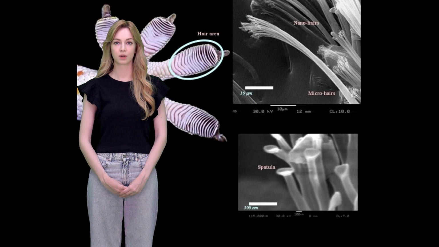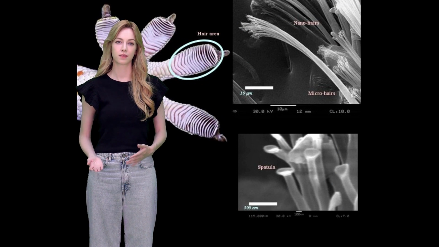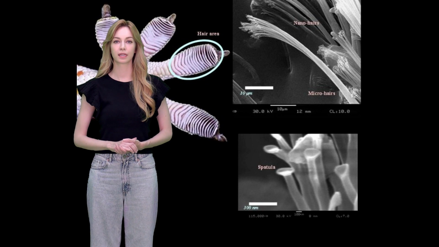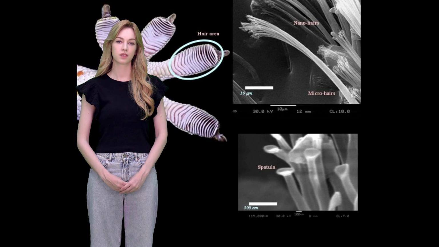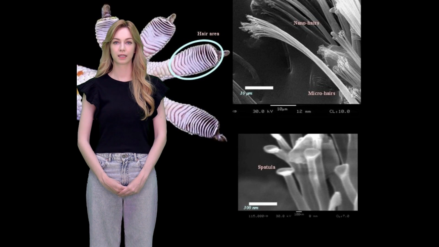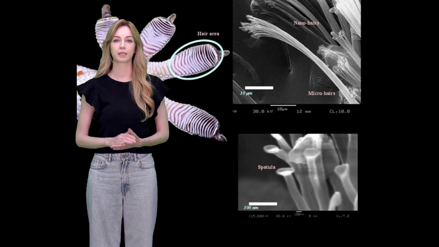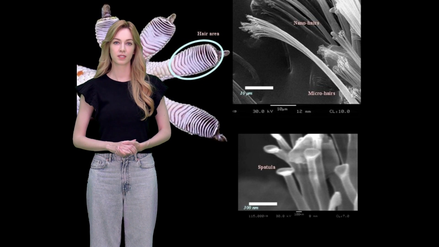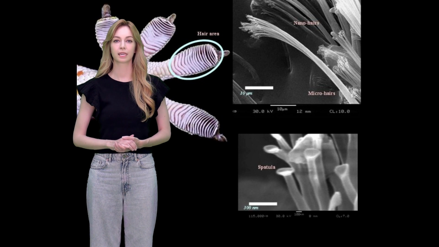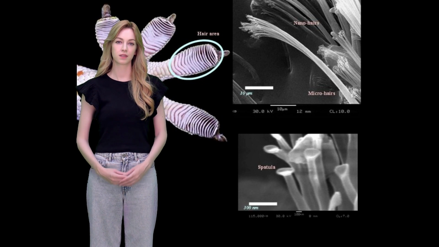Gecko lizards have millions of stiff hairs on their footpads, each about 100 micrometers long and 10 micrometers in diameter. Each of these hairs further divides into hundreds of finer spatula-shaped setae. This intricate structure allows the gecko to exert a strong adhesive force through the phenomenon known as van der Waals forces, when the coarse and fine hairs come into contact with a surface.